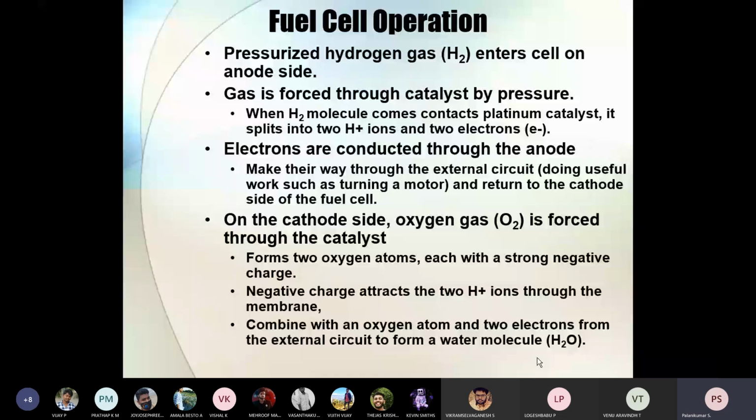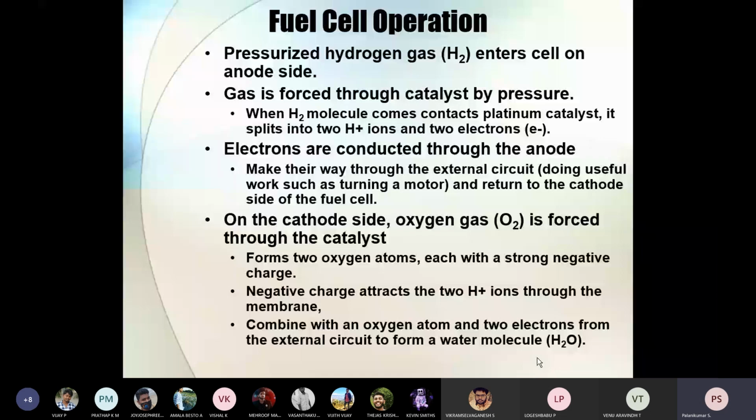So here it is a battery-like arrangement with two electrodes and an electrolyte. I have to keep passing the hydrogen gas with some pressure. It first has to be forced through the catalyst. Only then will the electrons be formed.